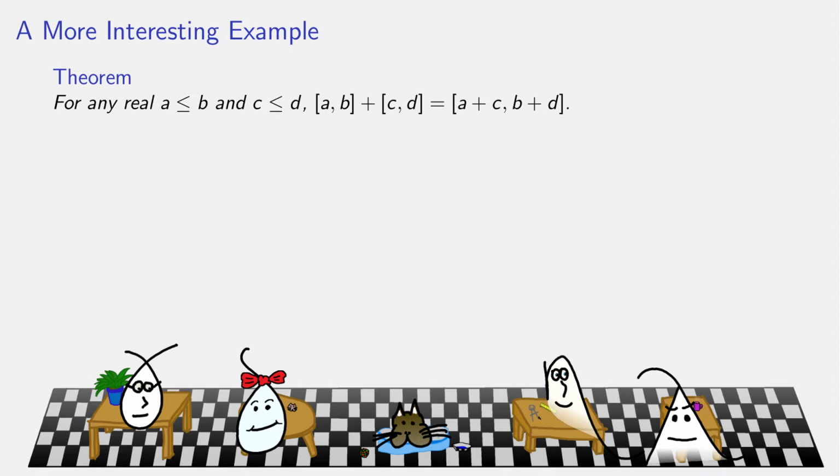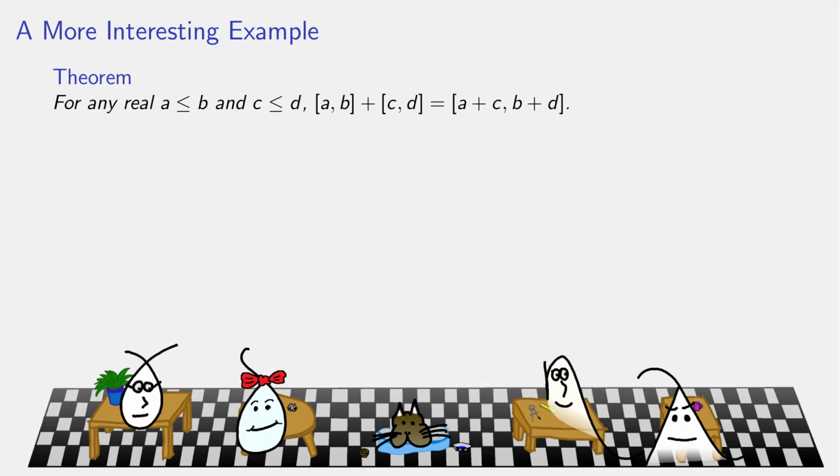If I have a less than or equal to b and c less than or equal to d, suppose I take two intervals, and I'm just going to work with the closed ones, a to b and c to d. Note these are not empty sets because I assumed a was less than or equal to b, so the interval from a to b does contain numbers. Similarly, the interval from c to d is not empty.